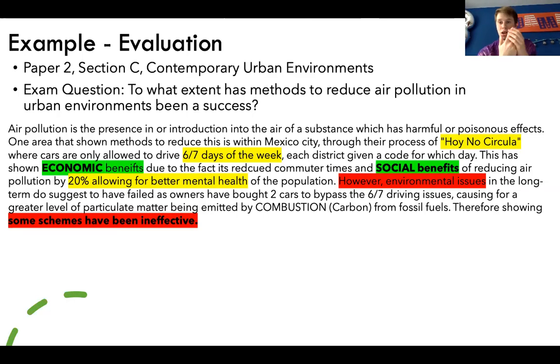So now I've just given my evaluation because it's got good positive benefits, but I've also then led on to my analysis and my assessment because it's led to better mental health. However, so there's my debating again with my evaluation, environmental issues in the long term do suggest it has failed, as sometimes owners have bought 2 cars to bypass the 6 out of 7 day driving rule, causing a greater level of particulate matter to be emitted by combustion from fossil fuels, therefore showing some schemes have been ineffective.